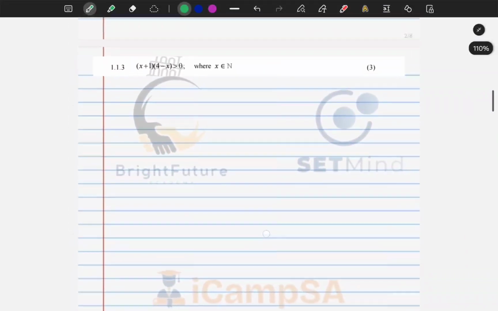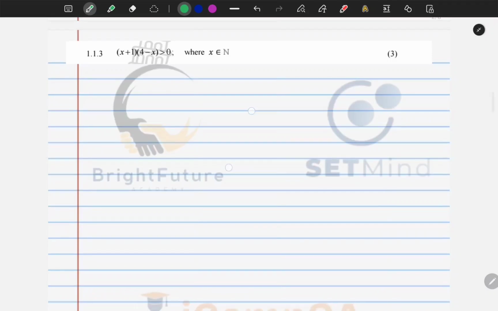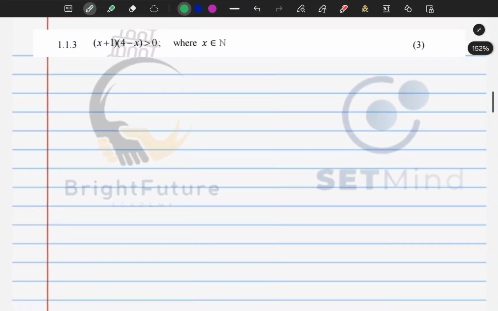So here we need to find the values of x, right? I mean, we need to find the values of y that will make this greater than 0, right? And we are being told that x is an element of natural numbers, so it's still a solve for x. So let's see how we can do this, right?